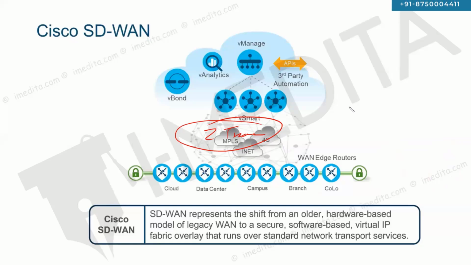Both of them can be internet, or maybe one of them is MPLS and the other one is internet. So that's all right. If anything goes wrong, they will do the failover. Yeah, absolutely.